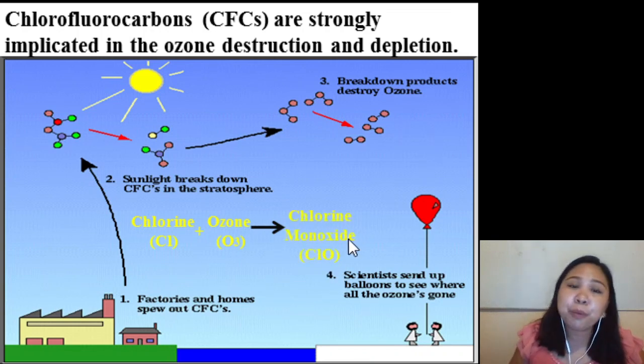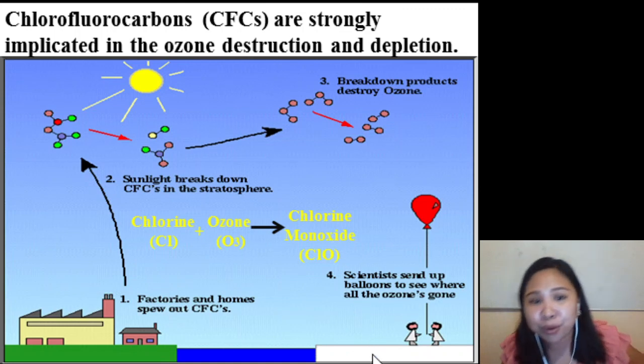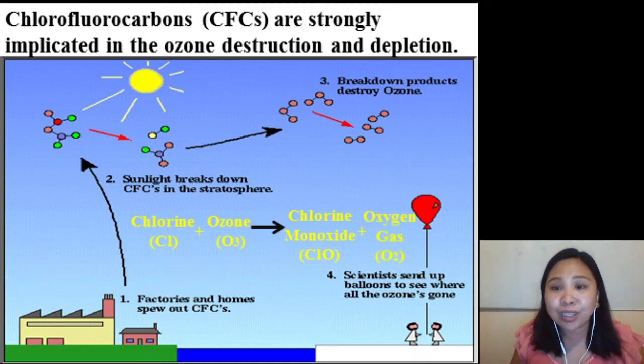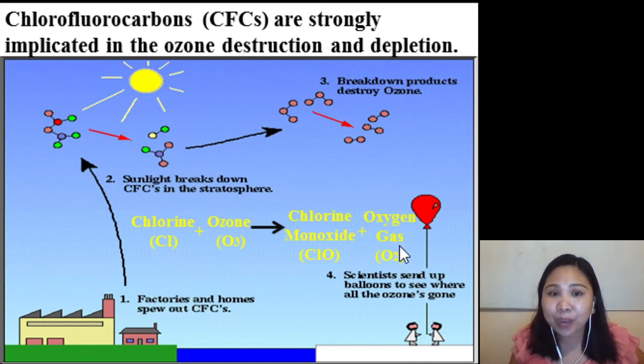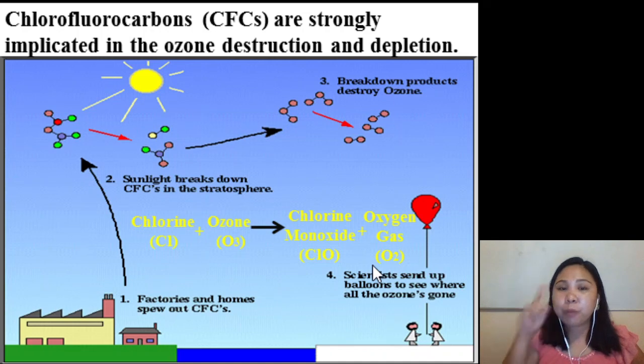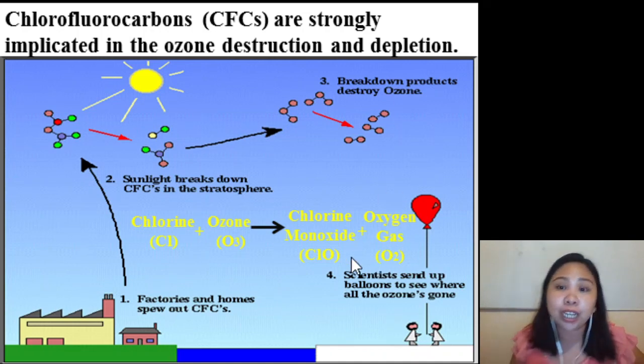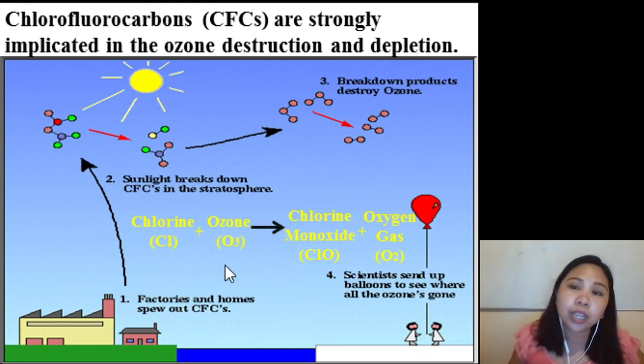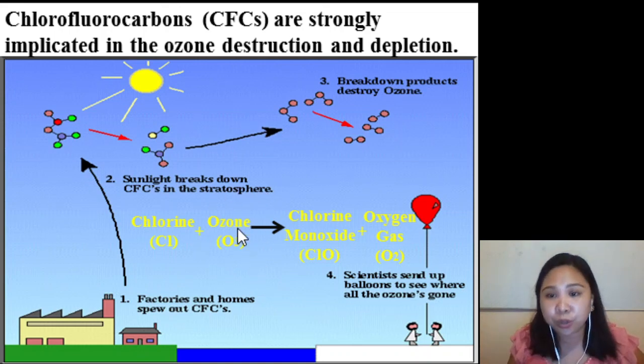Okay? Na nagpo-produce na ngayon ng chlorine monoxide, ClO, ayan, and also nagpo-produce din siya ng oxygen gas. Okay, so kahit nagpo-produce siya ng oxygen gas, 'di ba, kailangan natin ng oxygen gas for us to breathe. Okay? Pero class, etong chlorine na to, it is destroying our good ozone.